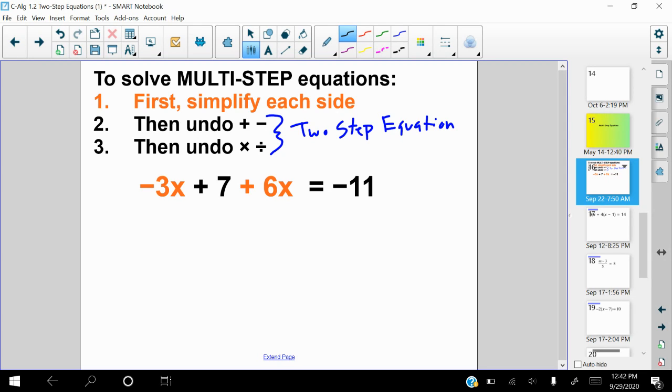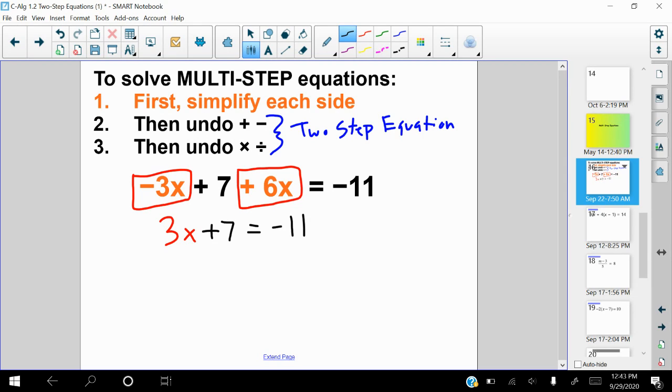I see that negative 3x and 6x, those are going to be like terms. So I'm going to box in my like terms. Notice how I'm including the signs that are in front of each term. So that negative 3x, I boxed in that negative sign. That 6x, I included that plus sign because that tells me it's positive. Well, I can simplify the left-hand side of the equal sign by combining those like terms. And negative 3x plus 6x gives me positive 3x. And I'm going to bring everything else down. So now I have 3x plus 7 is equal to negative 11.